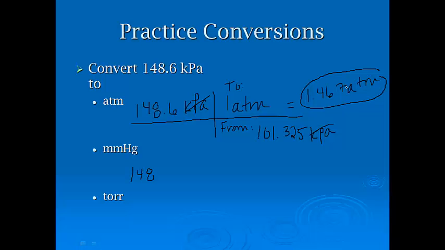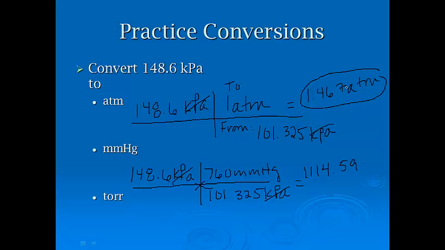Okay, now millimeters of mercury. We're again going to start with 148.6 kilopascals. All right. We're going to millimeters of mercury, so 760 millimeters of mercury. And again, from the 101.325 kilopascals. So we get to take 148.6, multiply it by 760, get an answer, take that answer, divide it by 101.325, and we end up with 1,114.59. So we're going to round that to 1,115 millimeters of mercury.